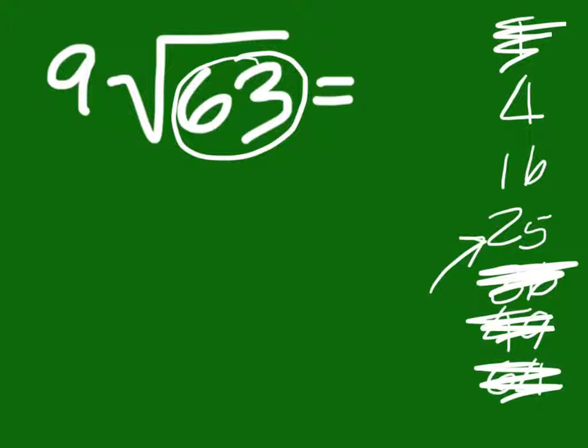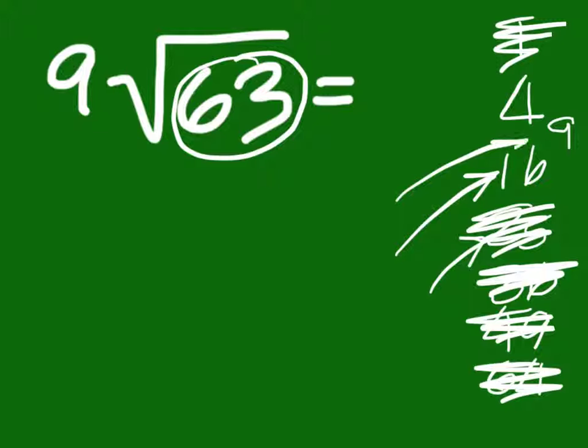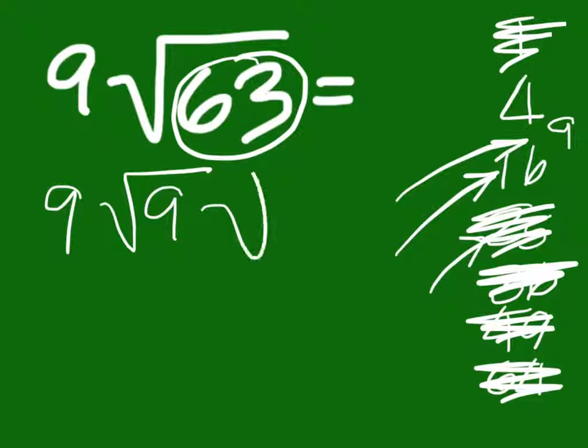Will 25 divide evenly into 63? No, so we can't use that one. Will 16 go into 63? No. There is one perfect square missing, which is what? Will 9 go into 63? Yes, it will. So if 9 divides into 63, you'll have the square root of 9 times the square root of what? 7. Square root of 9 times the square root of 7 equals square root of 63.